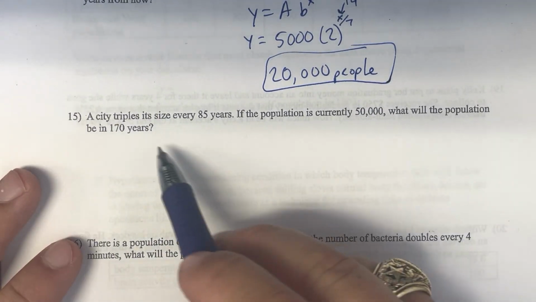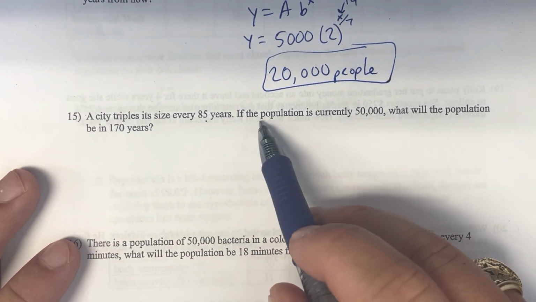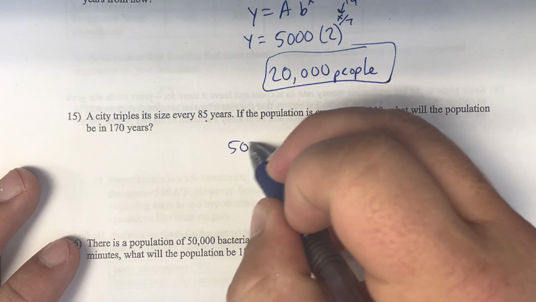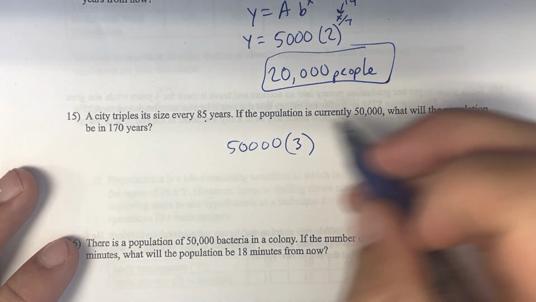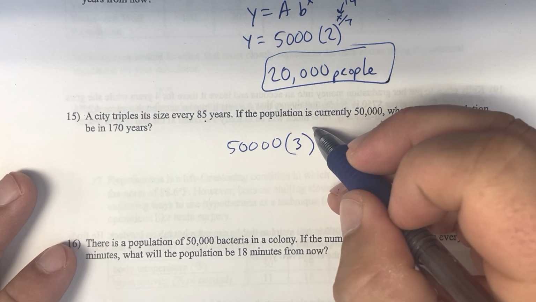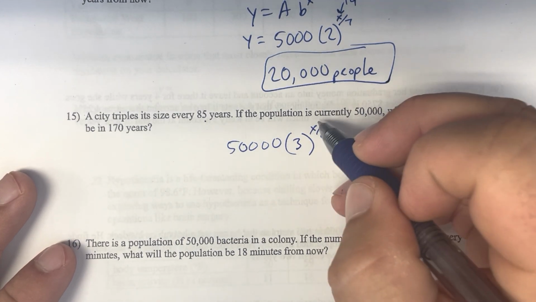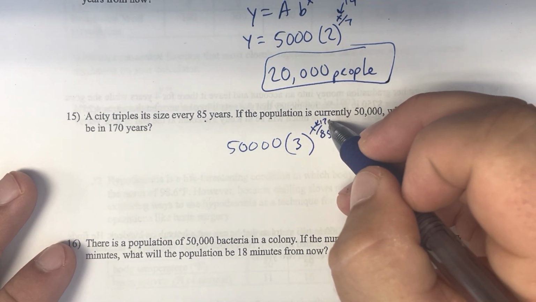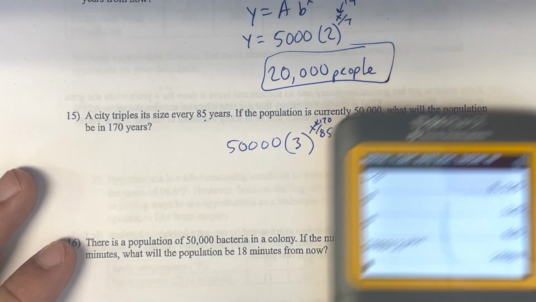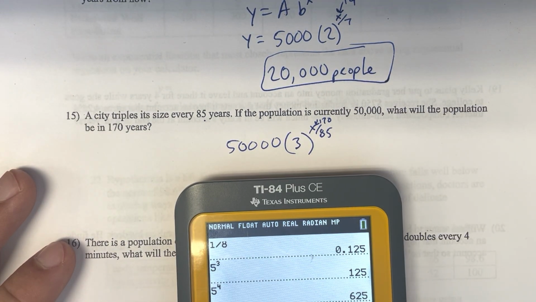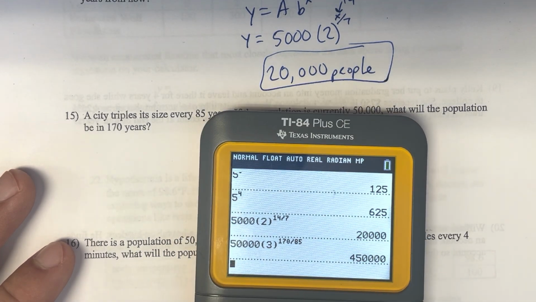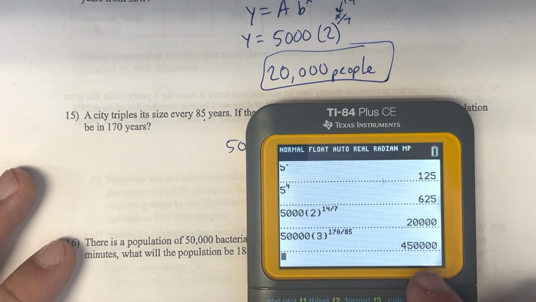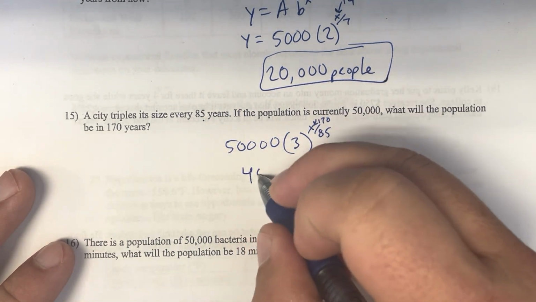On this one, it said it triples its size every 85 years. If the population is currently 50,000, and we're tripling, and on this one, we're going to be x over 85, and so I'm going to plug in 170 right there, and so we're going to put it in the calculator, 50,000. We're going to triple 170 divided by 85, so 450,000.